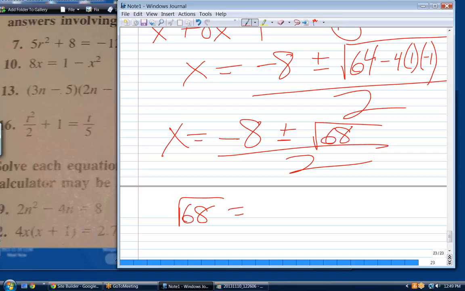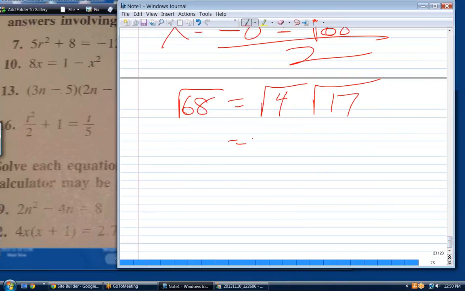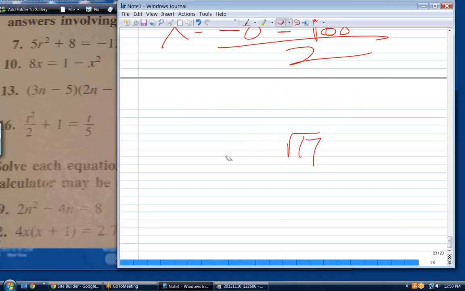Is there a perfect square number that divides into 68 perfectly? Yeah, 4. Okay. So square root of 4, and what's remaining? Square root of 17. Okay, that looks like a prime number. Once you see a prime number, you know you can't reduce that any further. So that's 2 root 17 is what root 68 is.